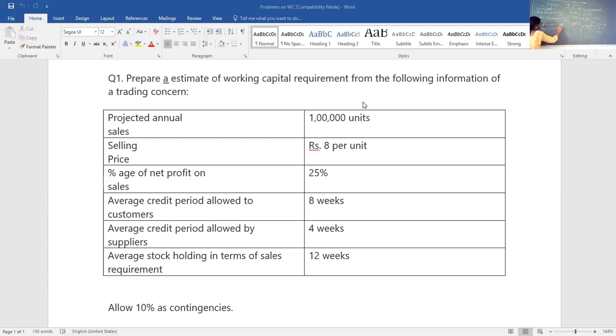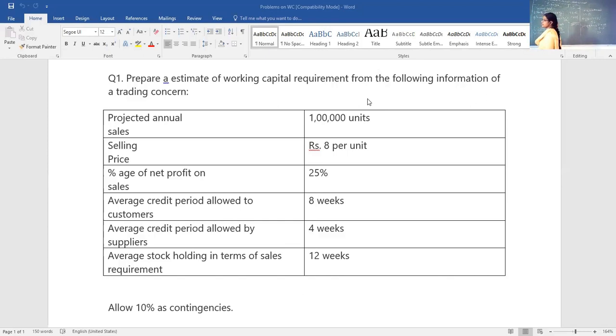Under current liability, what is the liability that we have? The average credit period allowed by suppliers is nothing but our current liability, which is sundry creditors. So sundry creditors, how will I calculate? Can anyone just try? 1 lakh into 6 into 8 divided by 52.